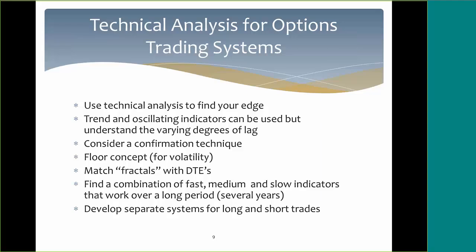What you're trying to do is find a combination of fast, medium, and slow indicators that work over a long period of several years or longer. And of course, the best way to do that is with some type of automated system, but you can also do it manually. It's just coming up with a combination that works pretty well, that you can verify its performance over several years. The next is you really have to develop separate systems for long and short trades.